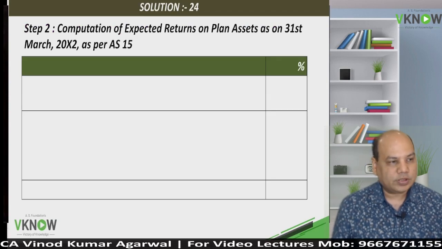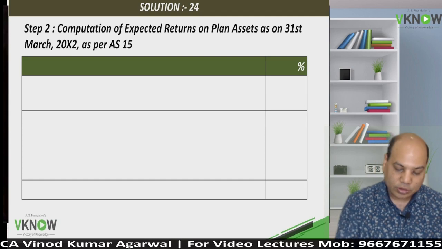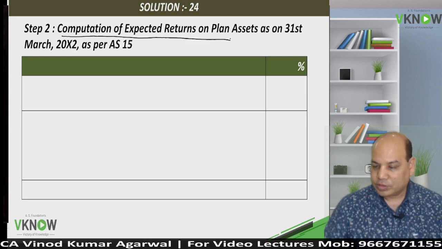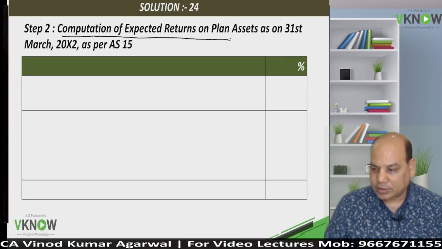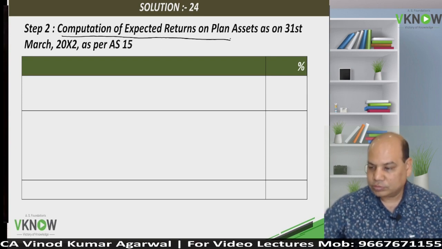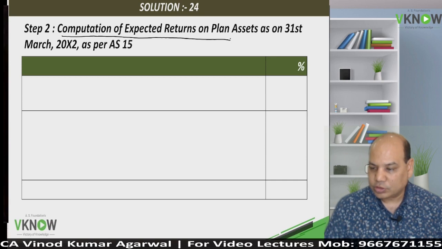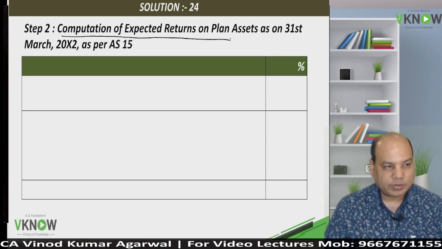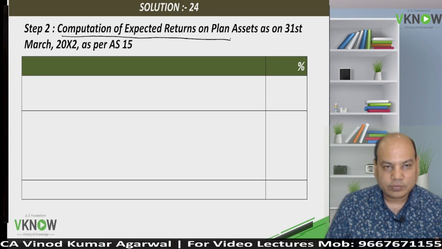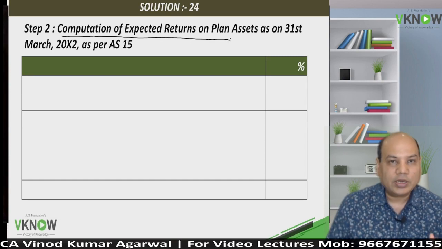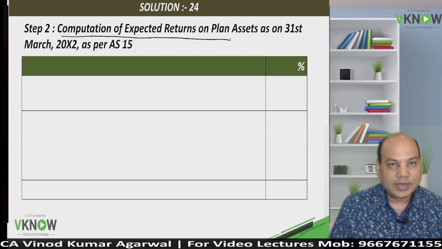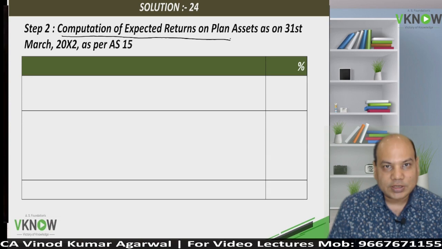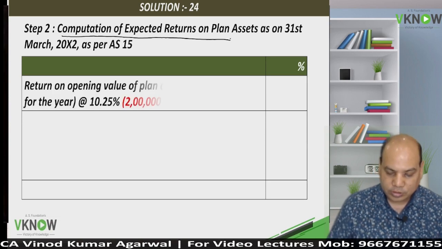In this question, our first task is to find out expected return on plan asset. Please write down expected return on plan asset on 31st March 2002. As per AS 15, we have two numbers. One is opening balance, on which we are going to compute for full year, and second the additional 30,000 which came on 30th September, on which we are going to compute for 6 months.